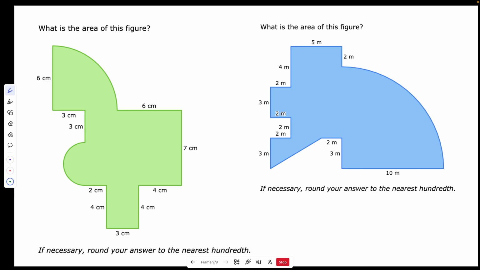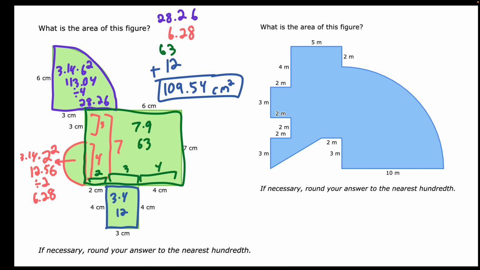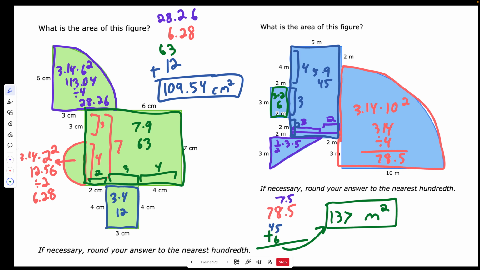Okay, now that you've had time to work these problems, let's check your solutions. Okay, for the first problem, here is the work. You should have gotten 109.54 square centimeters. And for the second problem, you should have gotten 137 square meters.